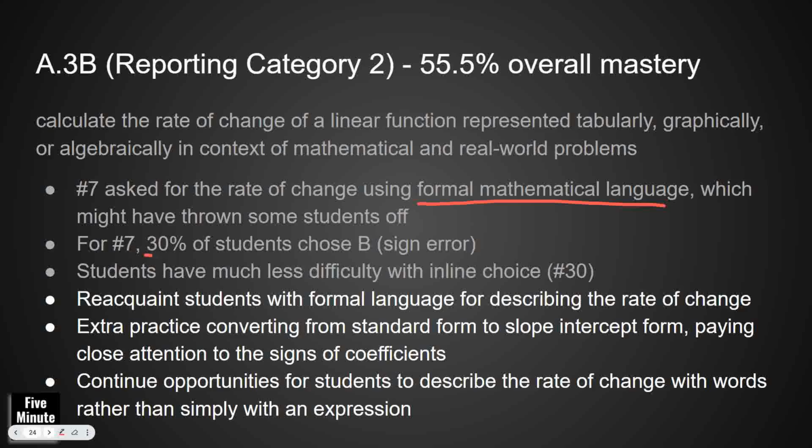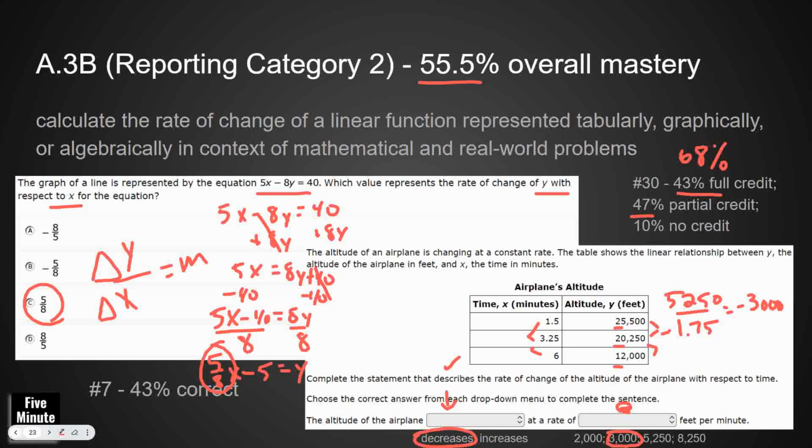And then for number 7, 30% of the students chose B. So let's go back and look. And remember, one of the challenges we faced with previous problems was when we're choosing this standard form that we need to change into slope-intercept form. And if our y happens to have a negative coefficient, what do we do with that y? Because we're so used to just subtracting that 5x from both sides. But if we subtract the 5x from both sides here, we're going to end up with a negative 8y. We're going to have to do something with that.